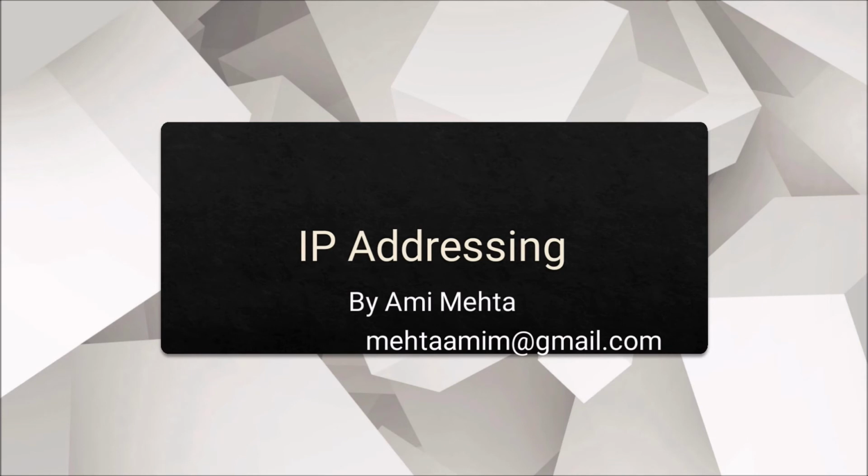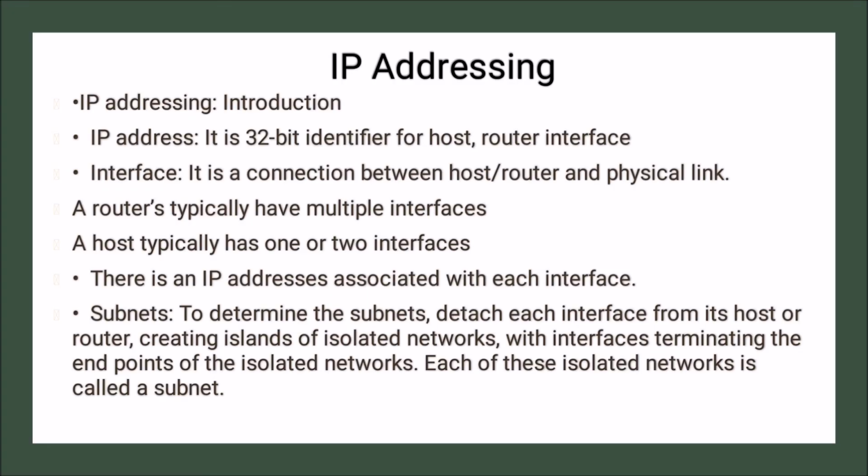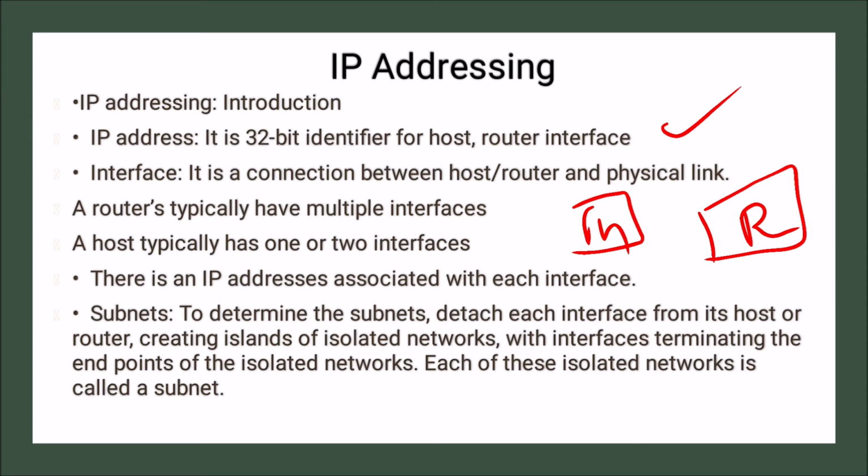Now the next topic is IP addressing. Let us understand the components used in IP addressing. We just see the basic introduction of IP addressing. In IP addressing, the first component is the IP address. It is a 32-bit identifier for a host or router interface. For example, this is a host and this is router R. For the host and router interface, a 32-bit identifier is required, which is the IP address.